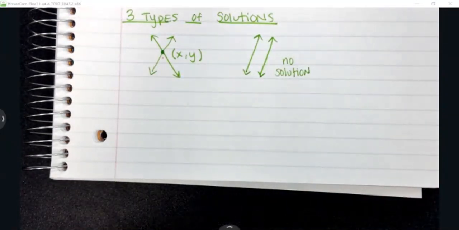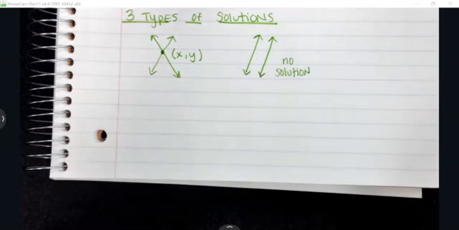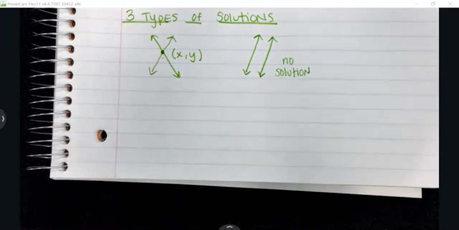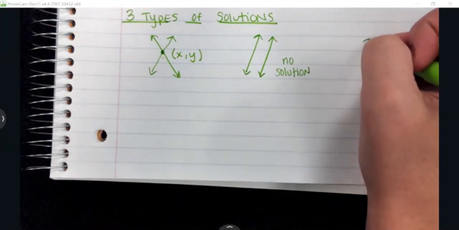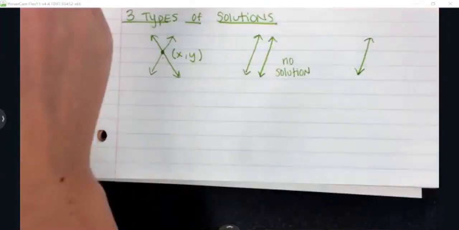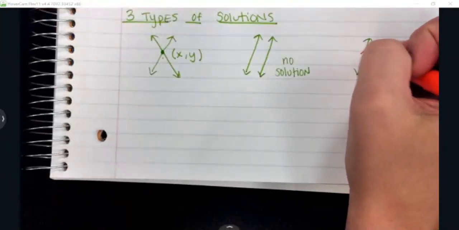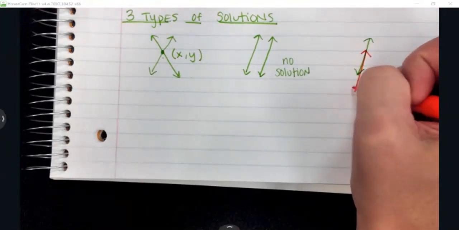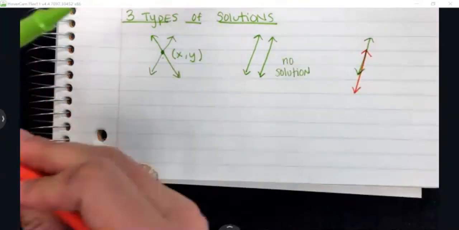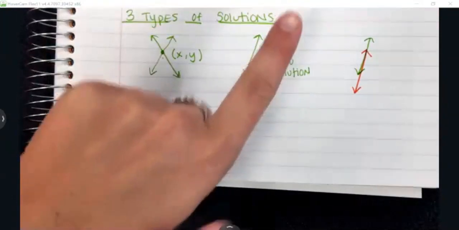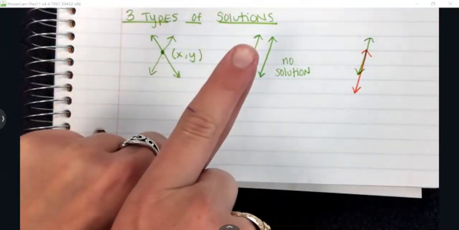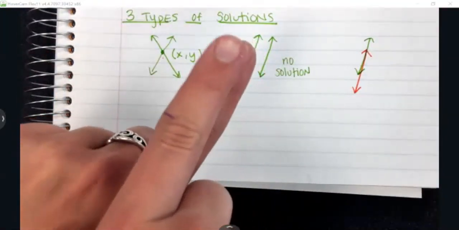And the last one, watch as I draw it. If not, it might look confusing. I have a green line. And then when I go and draw my orange line, it just happens to be right on top. So if I have two lines that are right on top of each other, how many times are they touching?